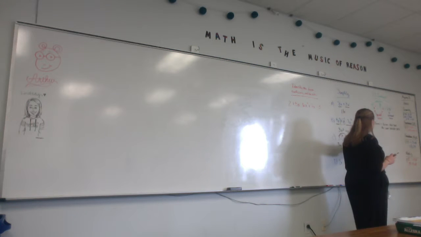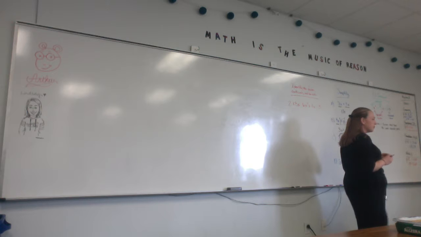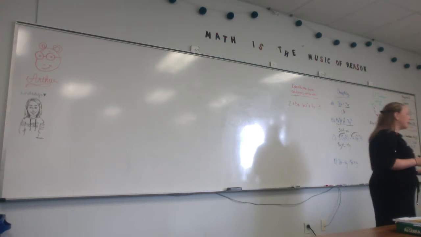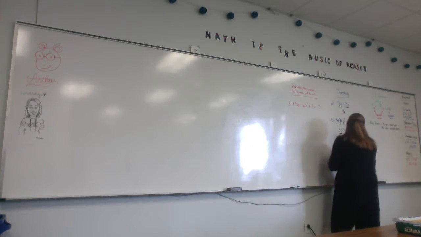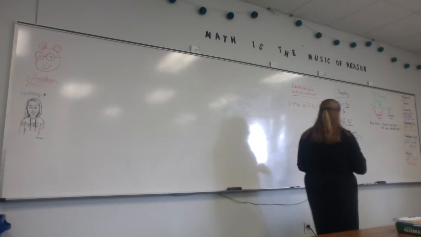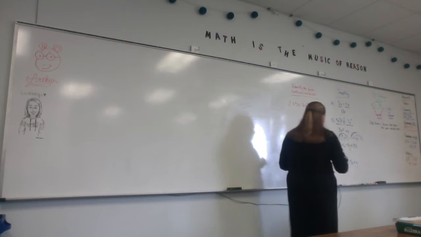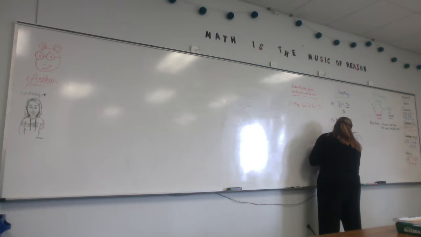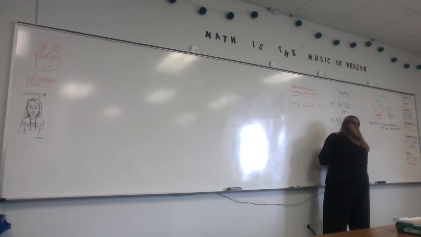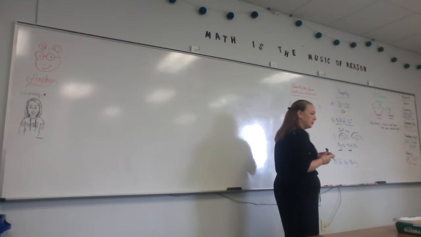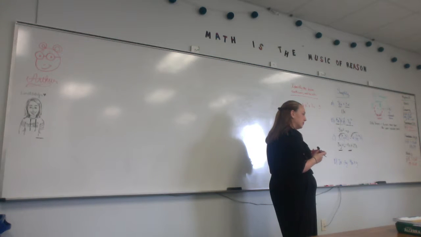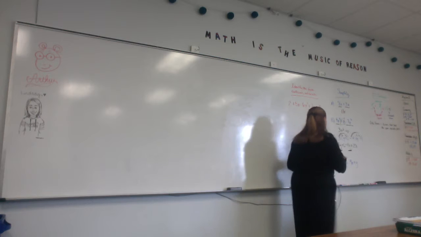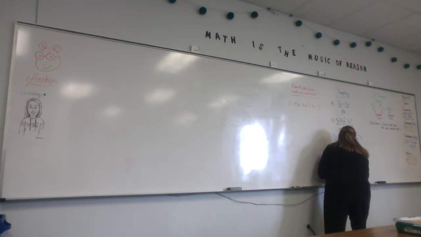Negative 4 times negative 7 is going to give me a positive what number? 28. Positive 28. So I'm going to get positive 28. Now from here, I can simplify. I have a 3y here, and I have a negative 4y here. So what is 3y minus 4y? Negative 1 or negative y. You can write it either way.